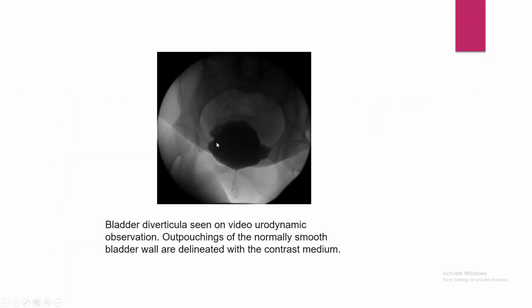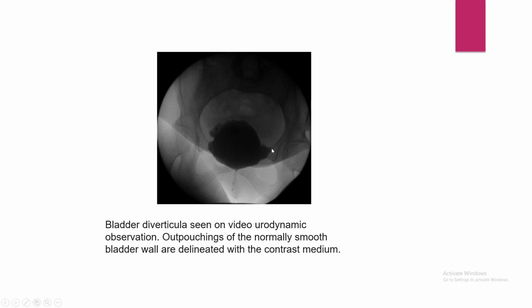This can come in your paper as a question, because usually they give the images in the question paper as a question. So this can be an SBA. Can you see? This is the video urodynamics. Here, can you see this outpouching of the bladder mucosa? 1, 2, and 3.